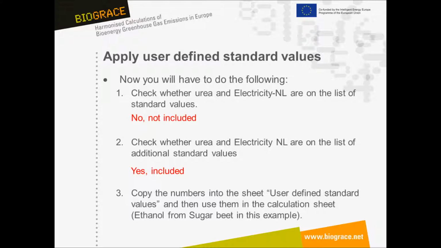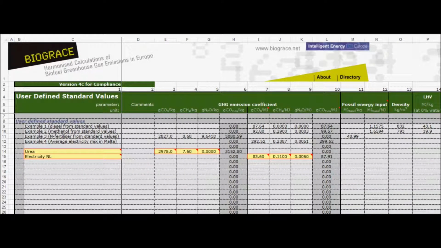Now I will show you how you can apply these numbers. We go back to the tool and make it larger. Via the directory you can enter the list of user-defined standard values. Here I have already added the numbers for urea and electricity NL, taken from the list of additional standard values.